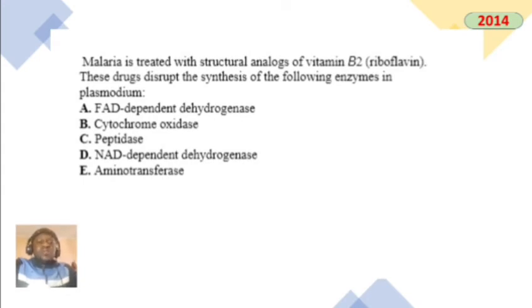Malaria is treated with structural analogs of vitamin B2, riboflavin. These drugs disrupt synthesis of the following enzyme in Plasmodium, right? So even if you don't know the rest of these enzymes, you are being told that it's riboflavin. If you know your coenzymes, which coenzyme comes from riboflavin? It's FAD, right? So the answer is FAD dependent dehydrogenase. That's it.